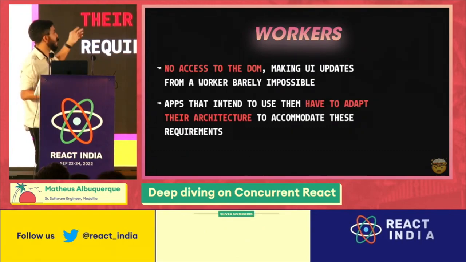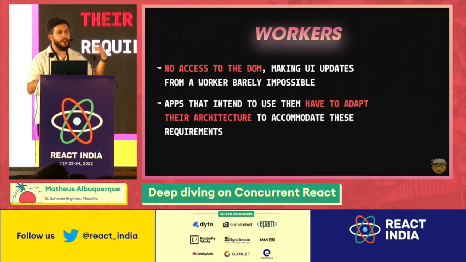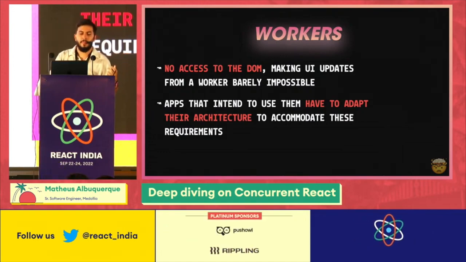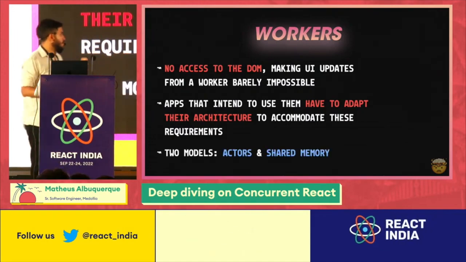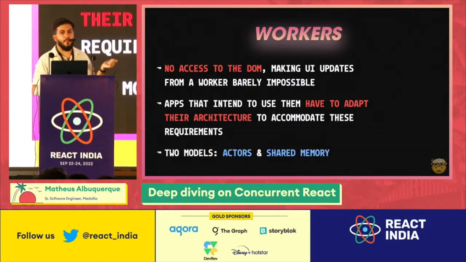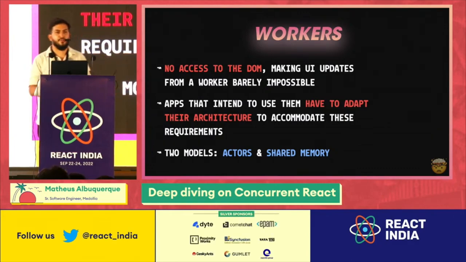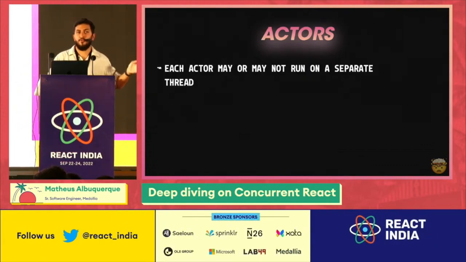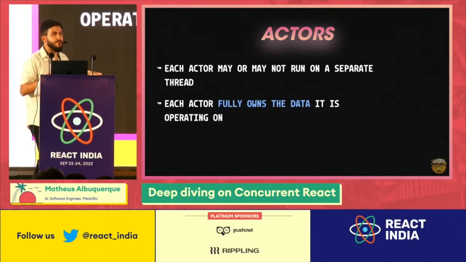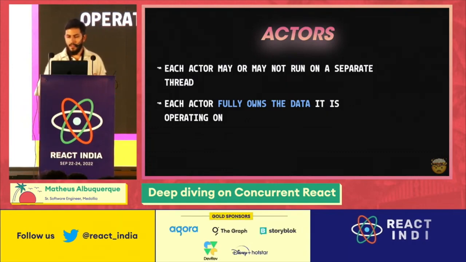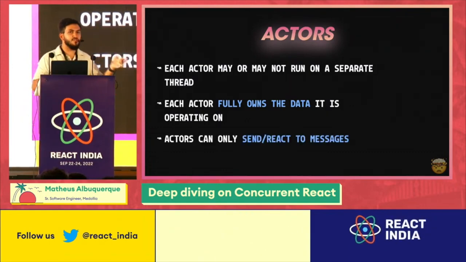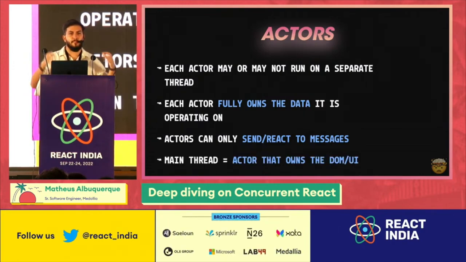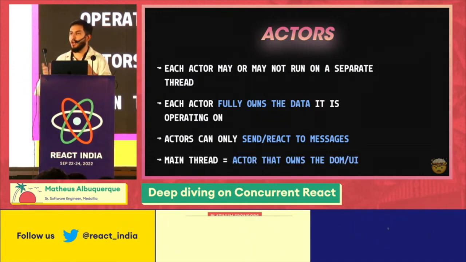Apps that want to use workers have to adapt their architecture to this model so that they can overcome the limitations of workers. Another thing is we have two models for doing workers. We have actors, that we might have heard from other ecosystems like Erlang and Elixir, and we have shared memory. Basically, actors may run on a different thread, and each actor fully owns the data it is operating on. Actors can only send and receive messages. In a browser, the main thread is the actor that fully owns the DOM and the UI.